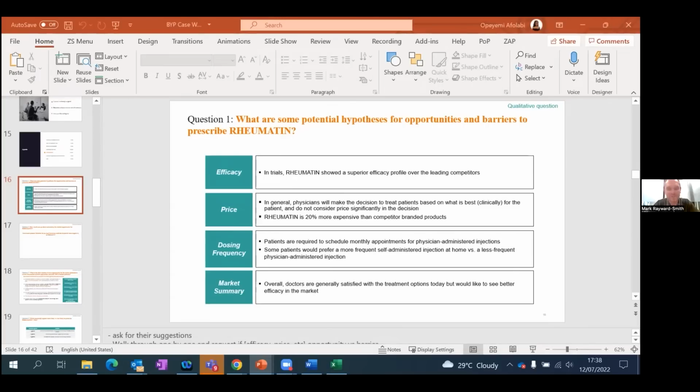That's a great one, right? If you're a patient, you don't want to travel into the office to get your medication every month or so. It'd be much more practical to be able to do it at home.